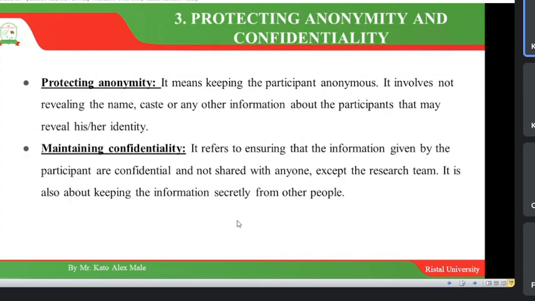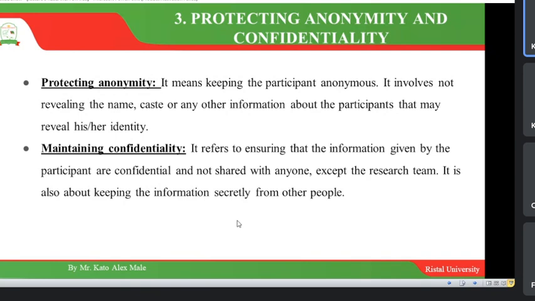Another principle is protecting anonymity and confidentiality. One, anonymity. This means keeping the participant anonymous, whereby it involves not revealing the name, caste, or any other information about the participant that may reveal his or her identity. In other words, we use codes during research to identify these participants. Do not in any way try to produce something that is not coded. Do not produce their names. You get it? That's what we mean by anonymity.